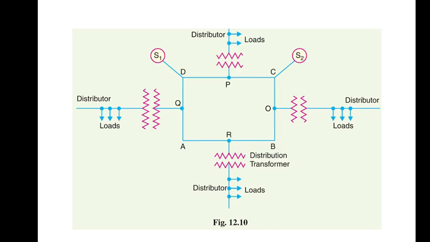So the key feature of this system is that power can circulate around the ring from either substation, allowing for efficient load sharing and improved voltage regulation. If one substation or feeder section becomes unavailable due to fault or maintenance, the other substation can continue supplying the entire network. So this dual source arrangement significantly enhances system reliability, flexibility, and continuity of service, making interconnected systems highly suitable for critical and high demand areas.